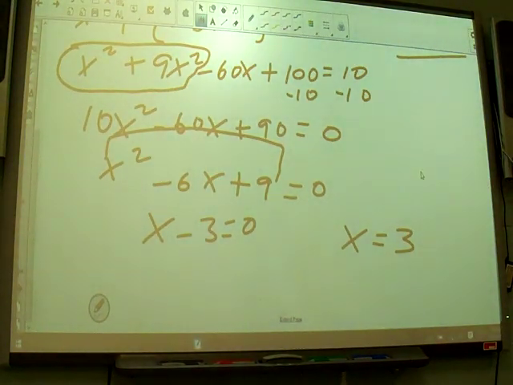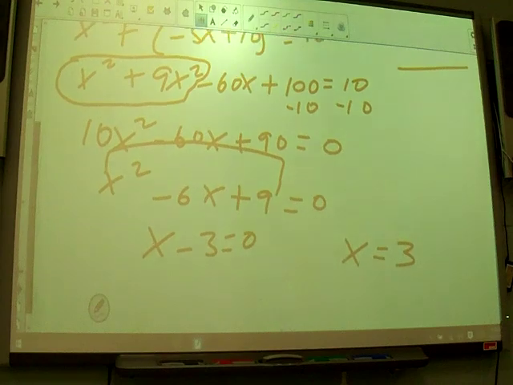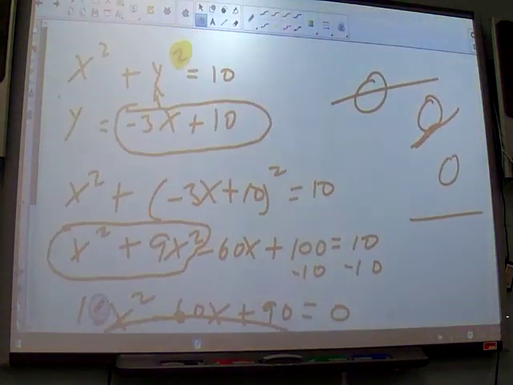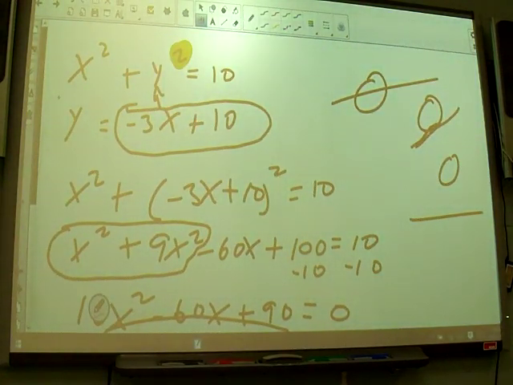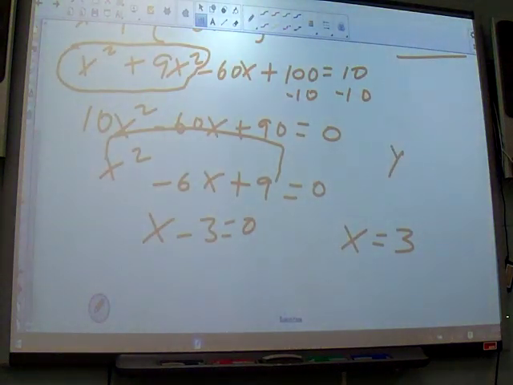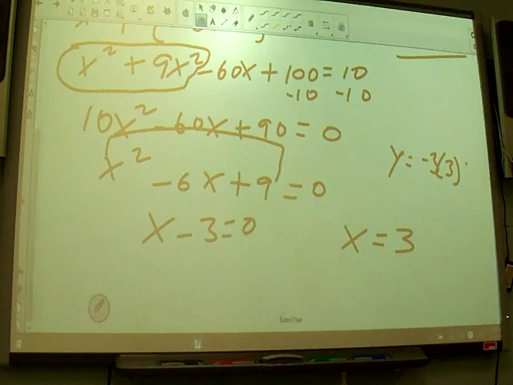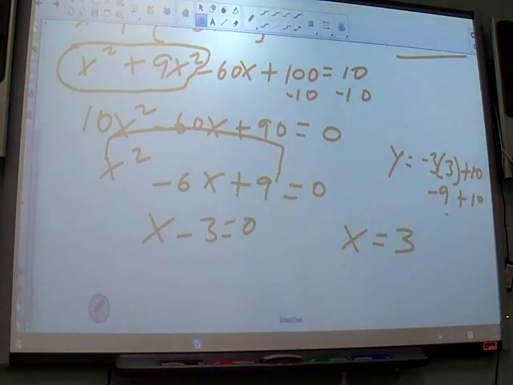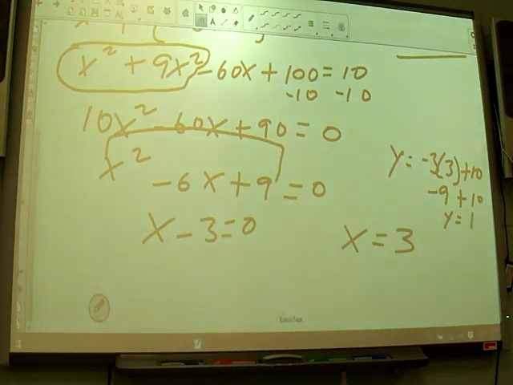Alright, we need the y. So can I scroll back up here and look at one of my original ones? Which one do you want to plug into? Yep, that bottom one. Negative 3x plus 10. So y would equal negative 3 times 3 plus 10. So that's negative 9 plus 10. So my y has to be uno.